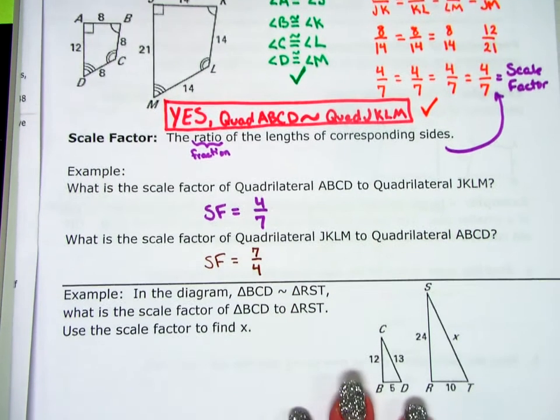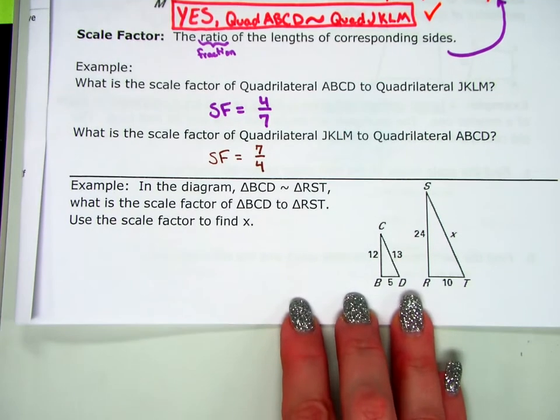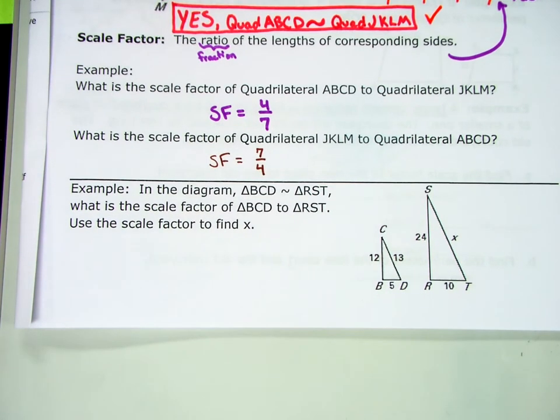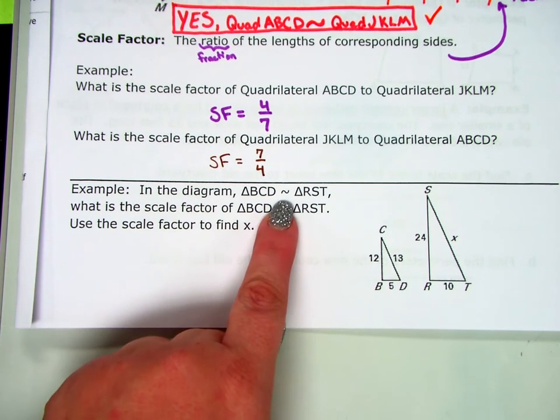All right, let's look at this next example. In the diagram, triangle BCD is similar to triangle RST. What is the scale factor of triangle BCD to triangle RST? Use the scale factor to find x. So this time I'm not trying to show that they are similar. I wouldn't be able to do that because I don't have any information about their angles. But I can already know that because it says right here, these triangles are similar.